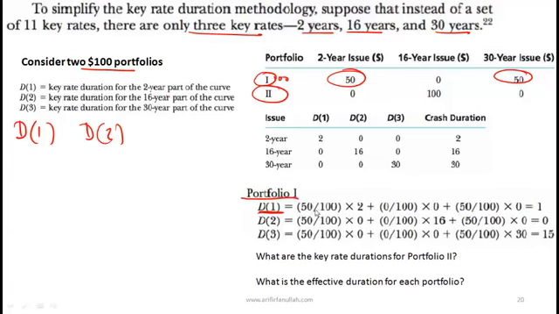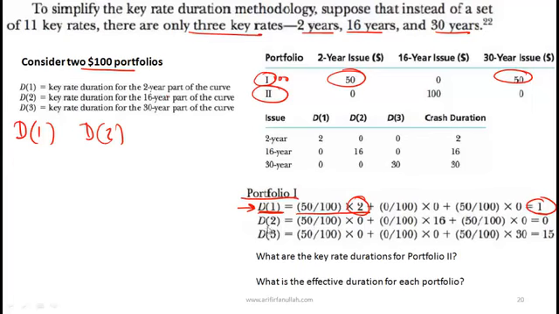So if only the 2-year rate goes up and nothing else goes up, then you have a duration of 1. Why is that? Because it's 50% of the portfolio. So this is the calculation: 50 over 100, because your 2-year bond is 50 out of 100, times the duration of 2. So this key rate duration is 1. The interpretation of 1 is that if the 2-year interest rate goes up by 1%, then the value of bond portfolio 1 will come down by 1%.